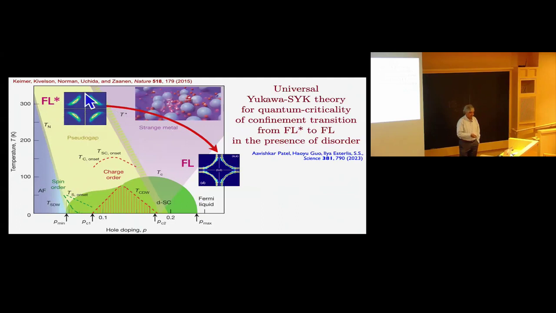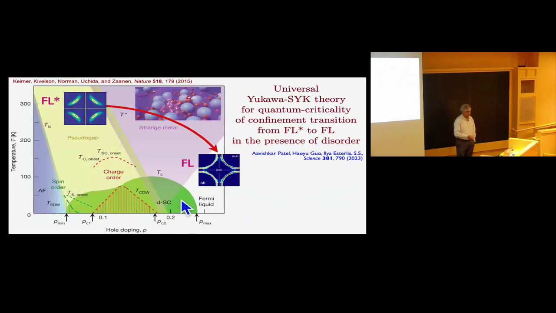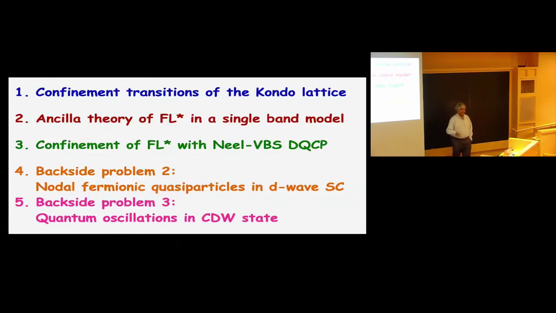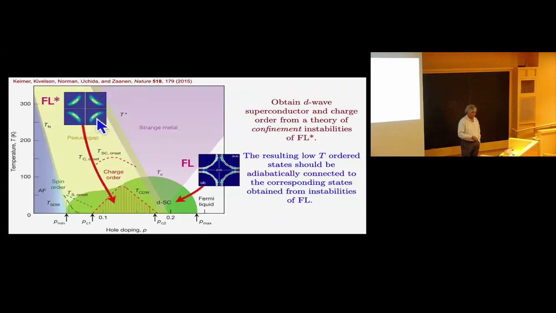Here you have an FL star, and there's an actual violation of the Lattice theorem, and here there isn't. And so this is the type of theory that, in the presence of disorder, gives you strange metal behavior, and that was the topic of my talk in the conference. And Avishkar also talked about it. So I'm not going to talk about this at all, but I'm going to talk about going down from here to here.